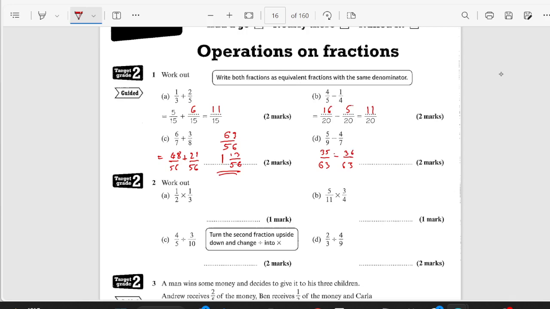And I've made a mistake there. Let me just try and pick out what I've done wrong. No, I don't think I have made a mistake. We're just going to have a negative answer here. So we've got minus 1 over 63.